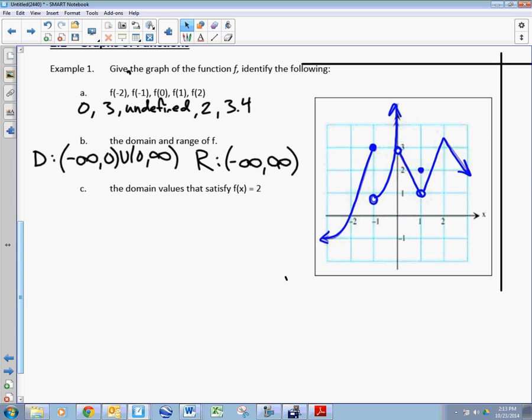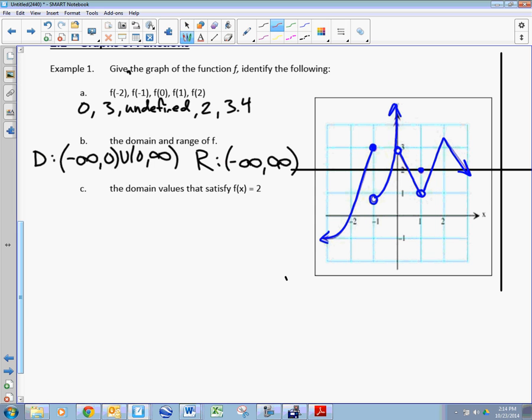Now, what are the domain values that satisfy f of x is equal to 2? Is 2 an x value or a y value? It's a y value. So I take my horizontal line and put it at a height of 2. How many times does the graph have a y value of 2? 6 times. Once, twice, 3 times, 4 times, 5 times, 6 times.